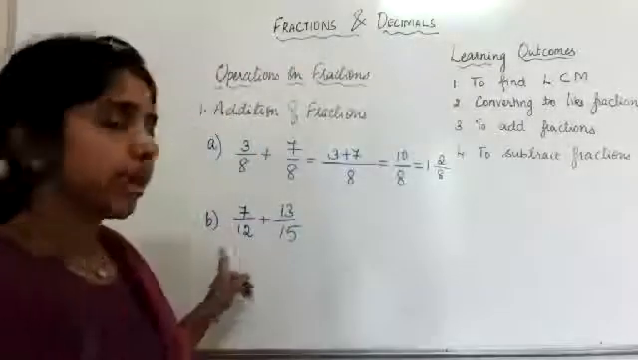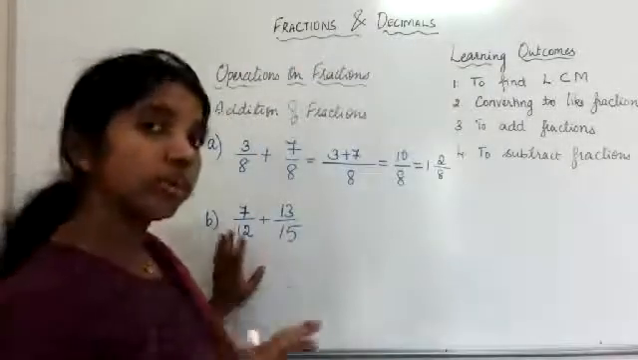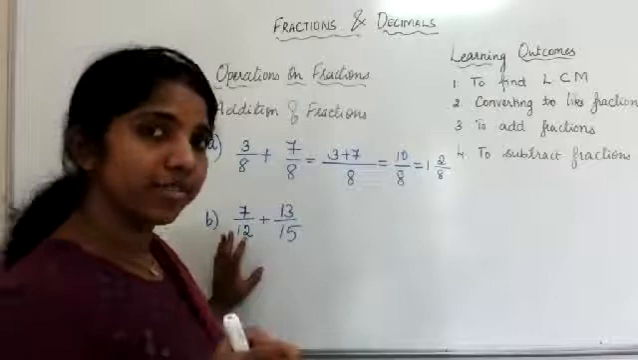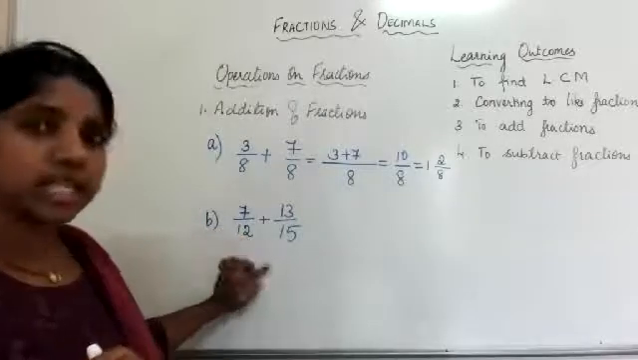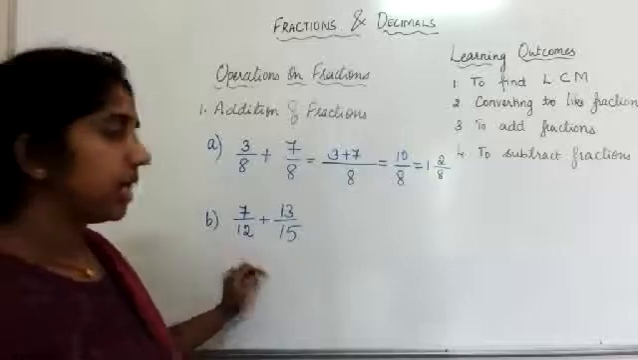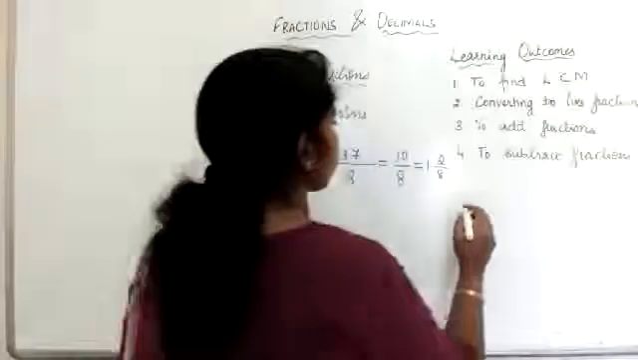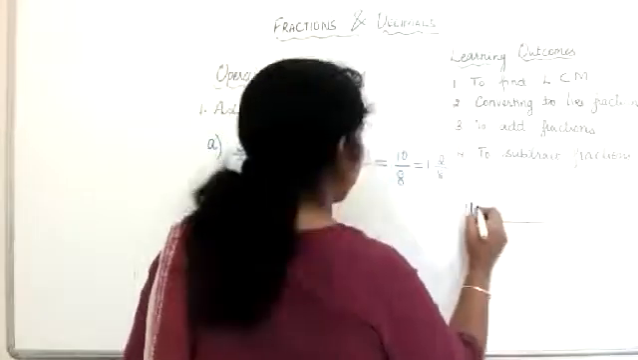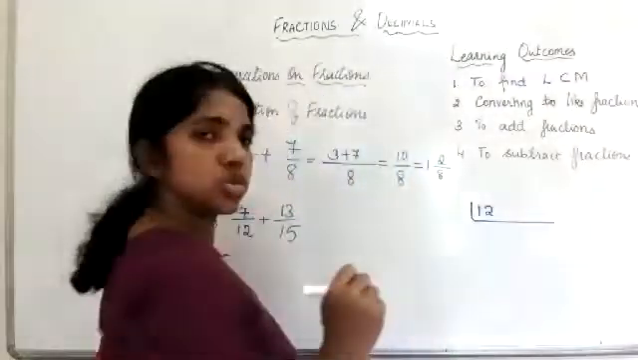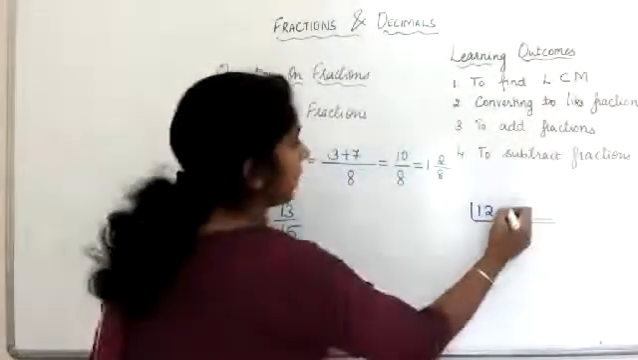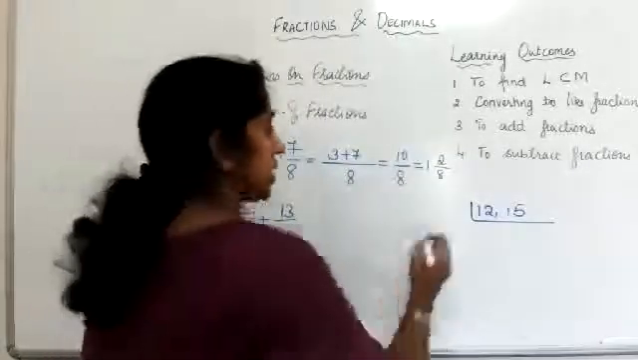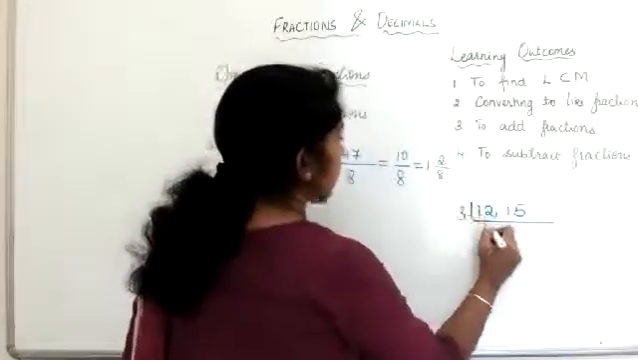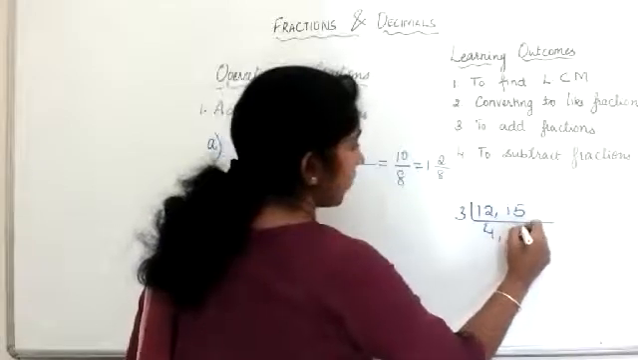You all know how to convert unlike fractions to like fractions. We have to take the LCM of the denominators. What are the denominators? 12 and 15. So for 12 and 15, which table will it go? Yes, 3 is the table. 3 4s are 12, 3 5s are 15.